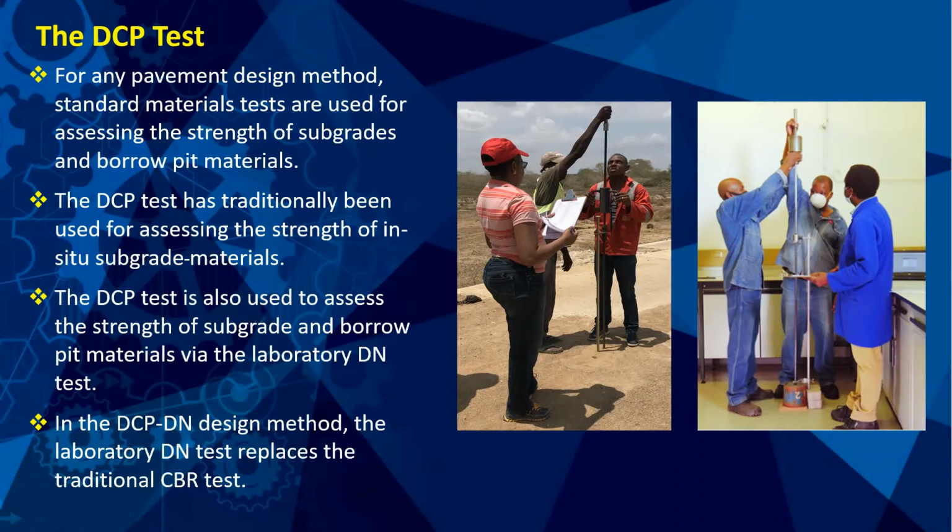For any pavement design method, standard material tests such as Atterberg limits, grading, and strength based on the CBR-DN test are used for assessing the suitability of subgrade and borrow pit materials for incorporation in the pavement structure. As many designers would be aware, the DCP test has traditionally been used for assessing the strength of in-situ subgrade materials. However, in the DCP-DN pavement design method, this test is also used to assess the strength of subgrade and borrow pit materials by way of the laboratory DN test.